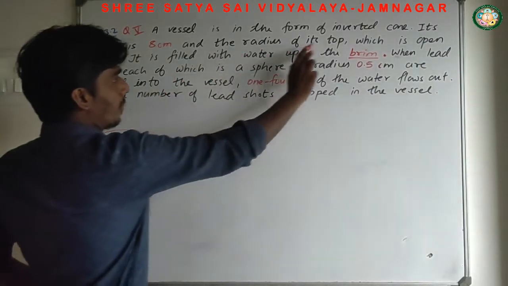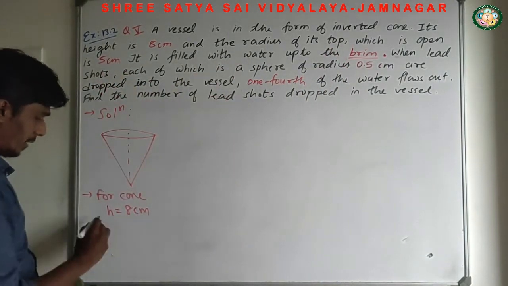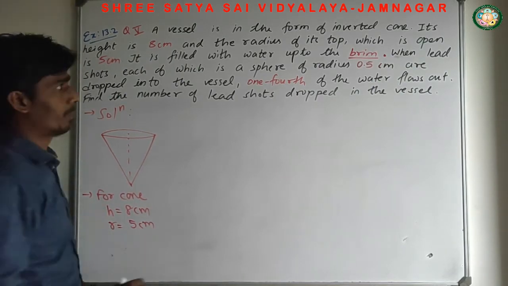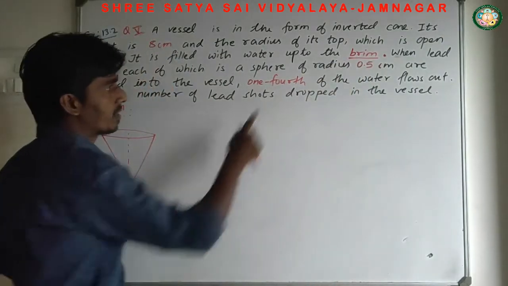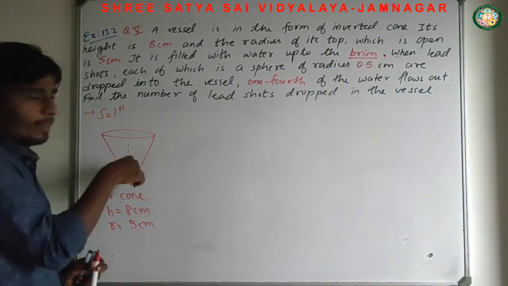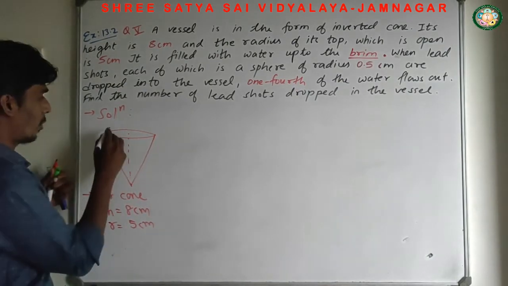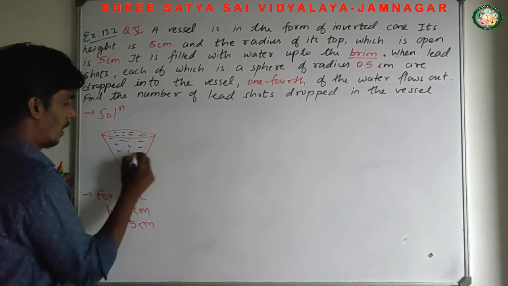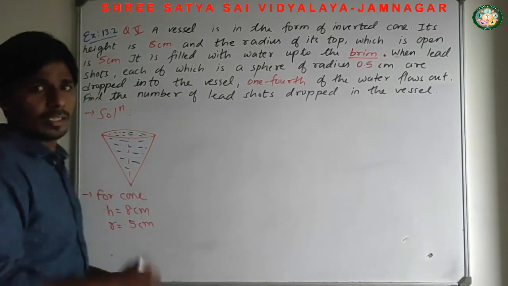Now the radius of its top is how much? 5 centimeter. So we can write radius equals 5 centimeter. It is filled with water up to the brim. Now this is an important part. What is this brim? इसमें जो पानी भरा हुआ है, it's filled with water till the top portion of the surface. मतलब पूरा भरा हुआ है. Up to the brim means till the end of the surface, it's filled with water.